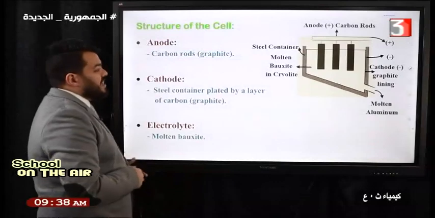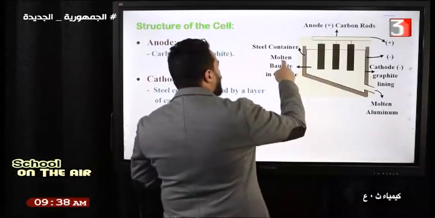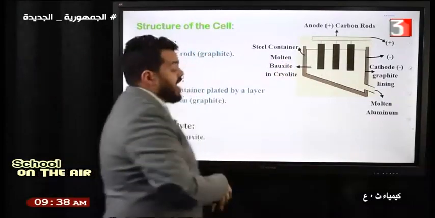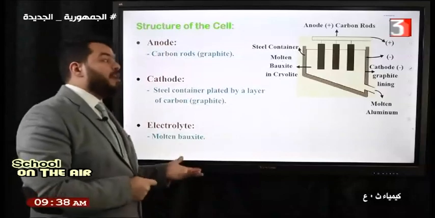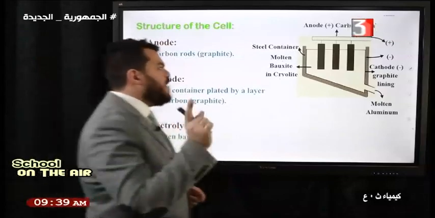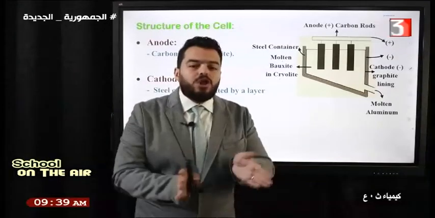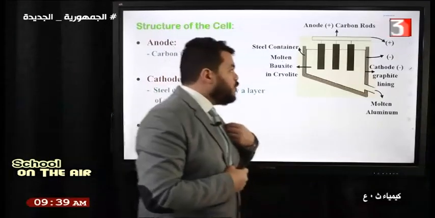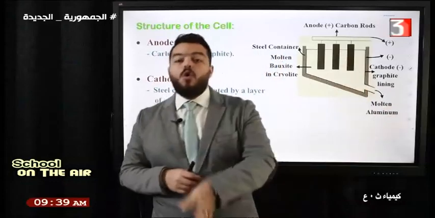When you are going to extract the aluminium from its ore, you are going to use the aluminium ore and the cryolite and the fluorspar as the electrolyte. And what is the anode? What is the cathode? As we have said before, when we are going to separate the electrolyte only, we are going to use anode and the cathode in an inert form.